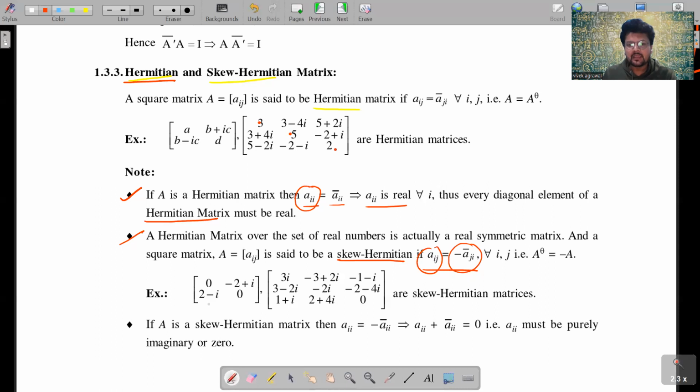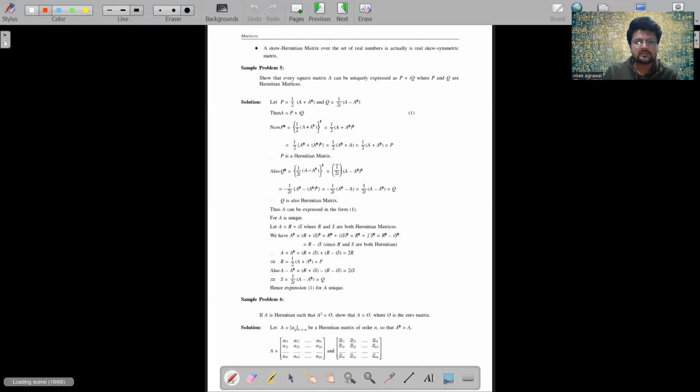Any doubts? For any skew Hermitian matrix, the diagonal element should always be what? Imaginary or 0. Yes. Why? Because this time we have to fulfill the negative thing also. That's why we need an imaginary number or 0. Here we do not need the negative sign, that's why we were taking a real number itself, so that the conjugate will not change. Any doubts? No, I believe. Okay. Let's go further.